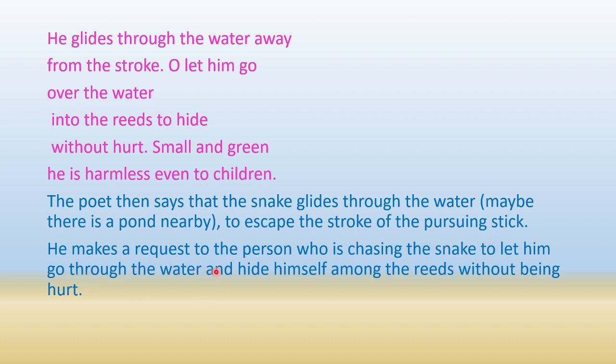He makes a request to the person who is chasing the snake to let him go through the water and hide himself among the reeds without being hurt. So here he says, oh, let him go. Here he is actually the poet. So the poet is requesting the person who is chasing the snake to let the snake go unhurt. He is saying that let the snake go wherever the snake is going, let him hide somewhere among the reeds without being hurt.